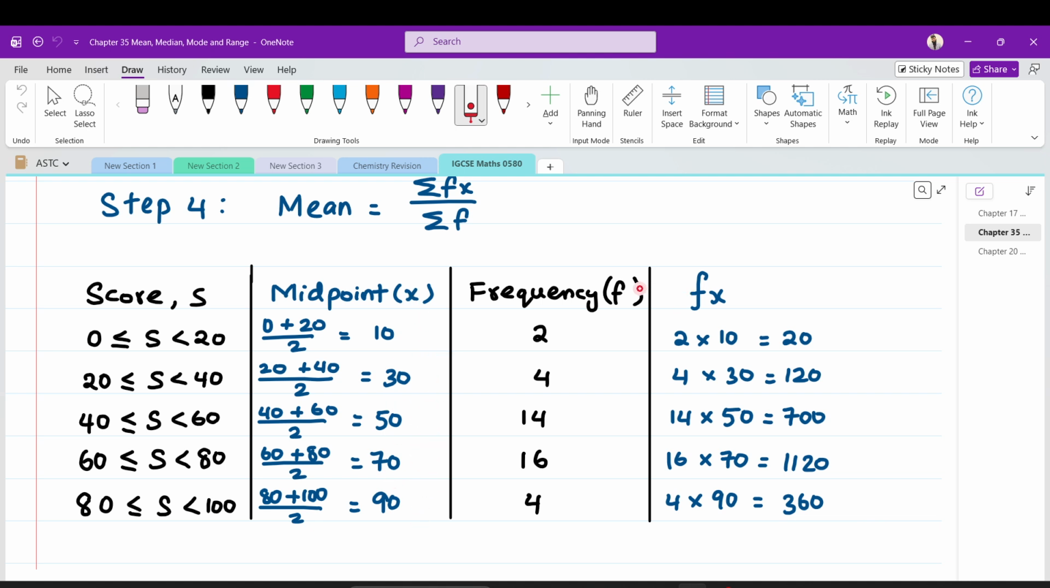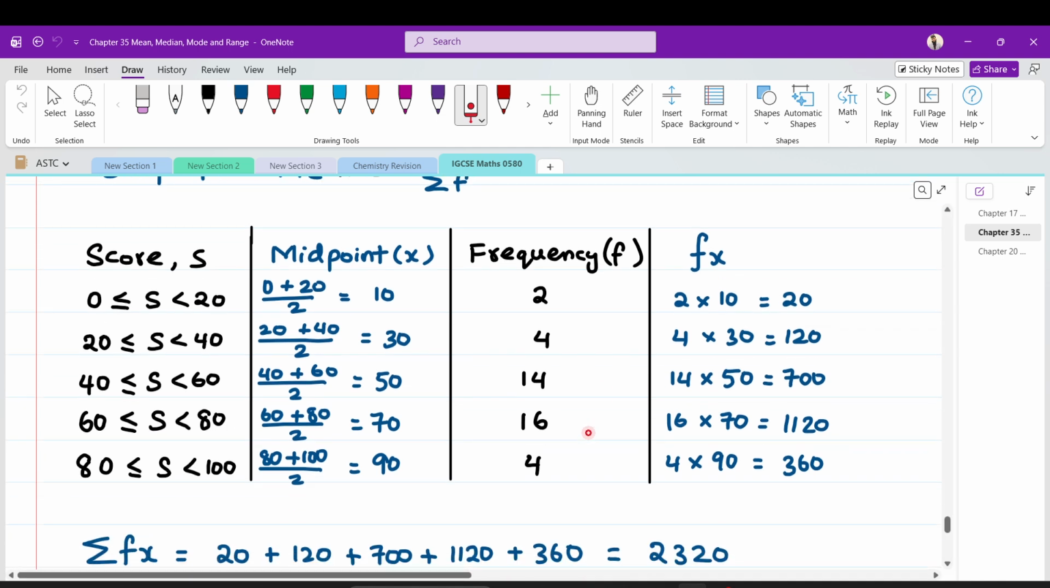The second step is to find out the fx. So you make another column. In this column, this is my x value, this is my f value. So 10 times 2, that would be 20. 30 times 4, that would be 120. 50 times 14, and that would be 700, and so on.